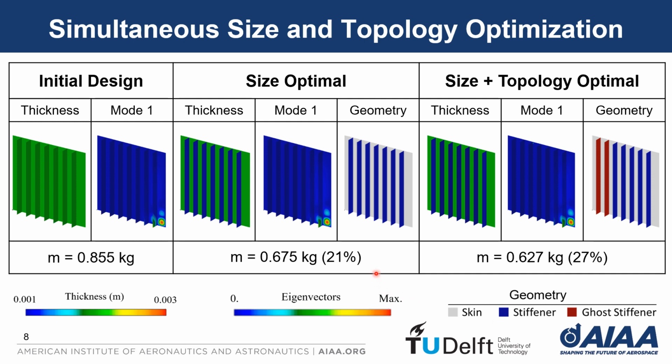The mass of size optimal design is about 21% lower than the initial design mass. The mass of the simultaneous size and topology optimal design is about 27% lower than the initial design mass. A greater mass saving is achieved in the latter because of presence of two ghost stiffeners in the optimal design.